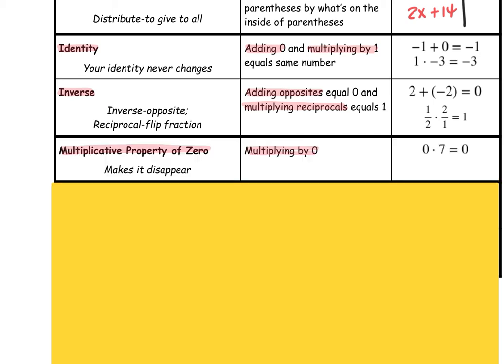Another property we need to notice is called the multiplicative property of 0, and it's pretty straightforward. It means when you multiply by 0, and we all know what happens when you multiply by 0, it makes it disappear. You end up with 0. So 0 times 7 equals 0. Any number times 0 will give you 0.